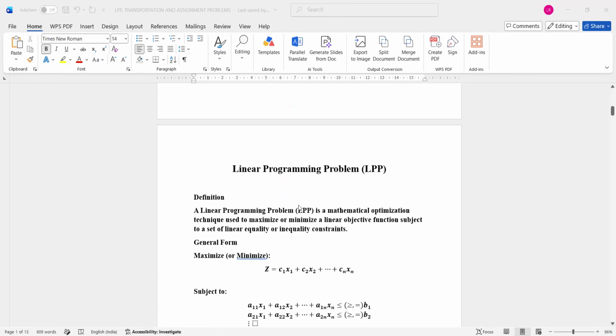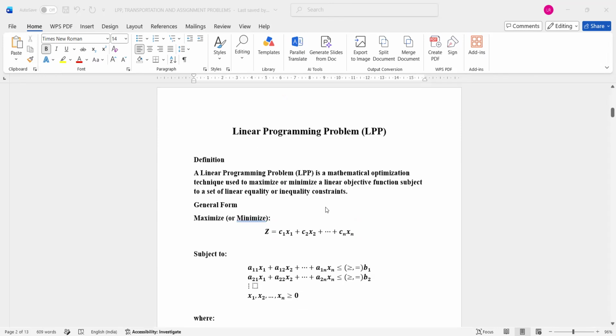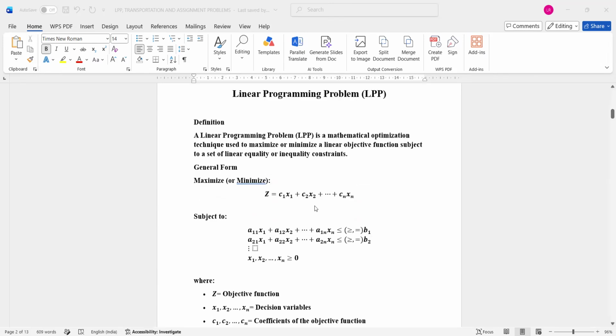First one, linear programming problem. A linear programming problem is a mathematical optimization technique used to maximize or minimize a linear objective function subject to a set of linear equality or inequality constraints.